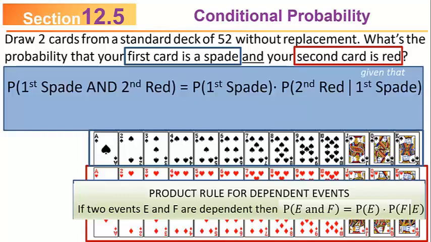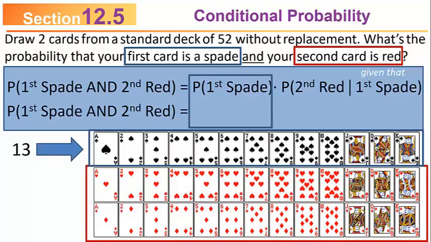Here, that would be the probability of the first being a spade and the second being red is equal to the probability that the first is a spade times the probability that the second is red, given that the first is a spade. And that should be easy enough to figure out. What is the probability that the first is a spade? Well, as we said, there are 13 spades in the deck, so the probability of drawing a spade on that first card is 13/52. Also, keep in mind, you could reduce 13/52 to 1/4 if you want to. Don't necessarily have to, but you can.